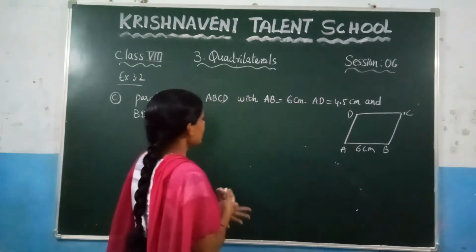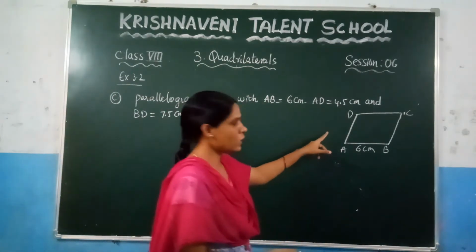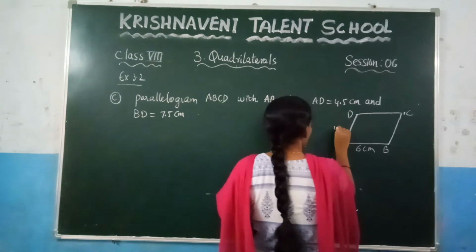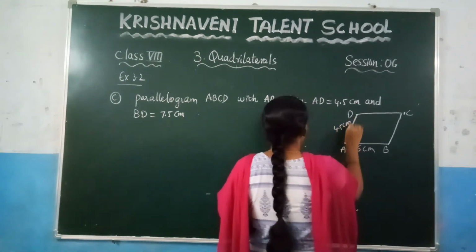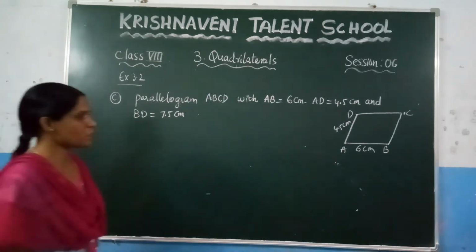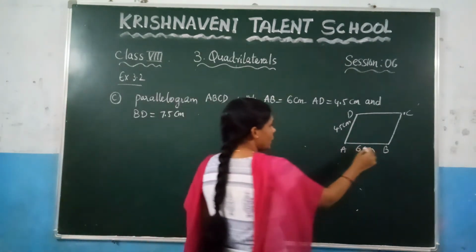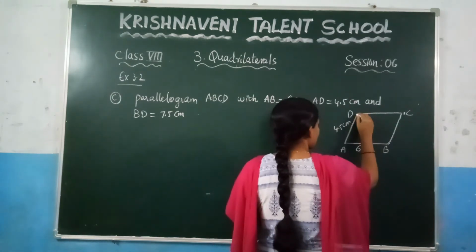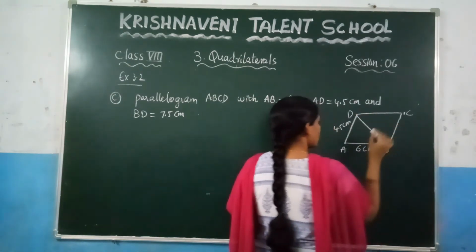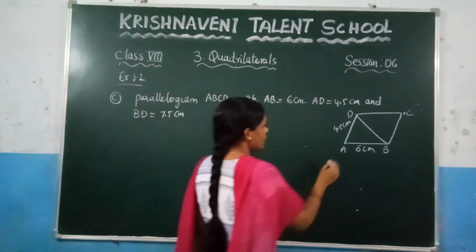And what is the next given, which is AD? What is the length of AD? 4.5. This is also one side, which they have given as 4.5. And what is the next one given here? BD, which is 7.5. What is BD? It is nothing but joining the opposite vertices, B and D. Right? We are joining these opposite vertices. So they have given the length of the diagonal, which is 7.5 centimeters.